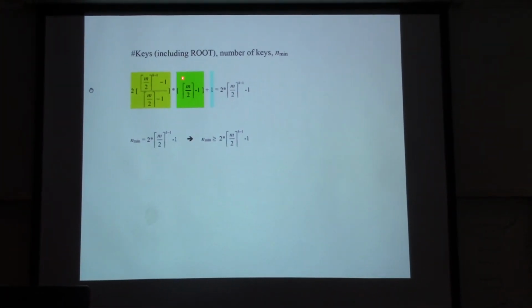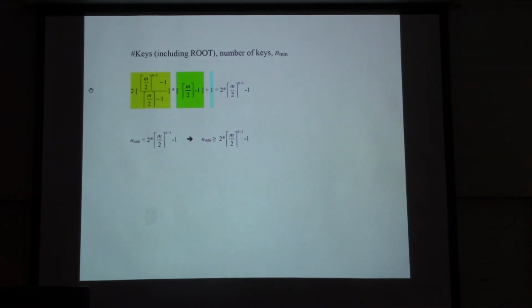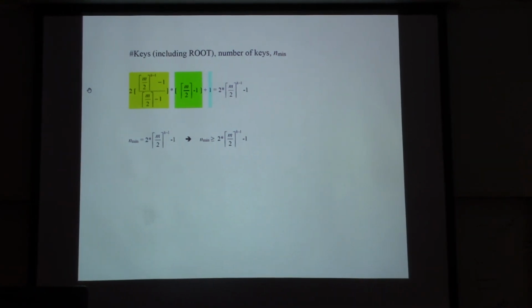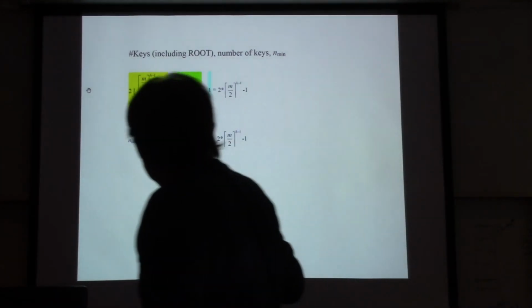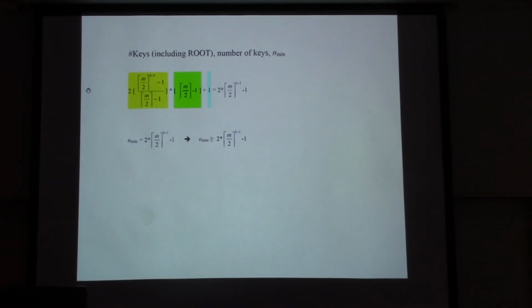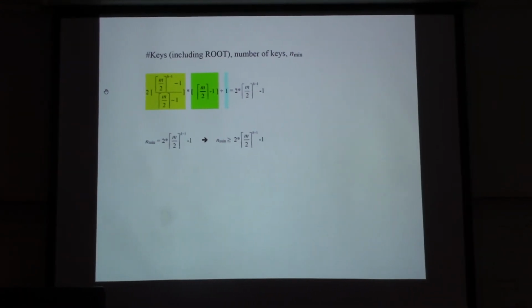Notice that the m over 2 minus 1 is a beautiful cancellation, right? So we get a very simple result. Therefore, we can solve that n min is equal to this exact value. So n will be greater than or equal to this result. So that means the actual number of nodes in a tree.